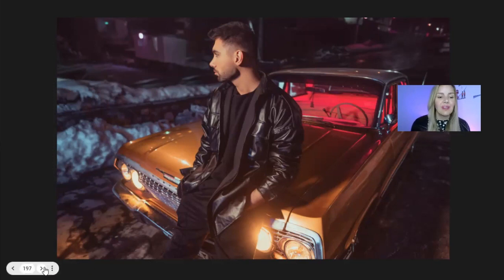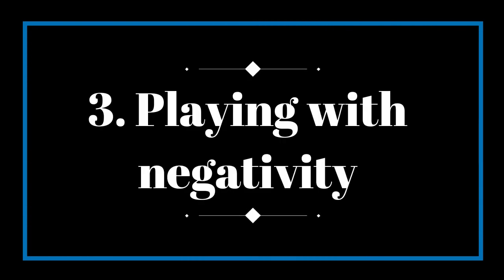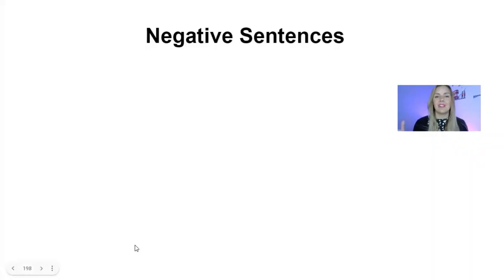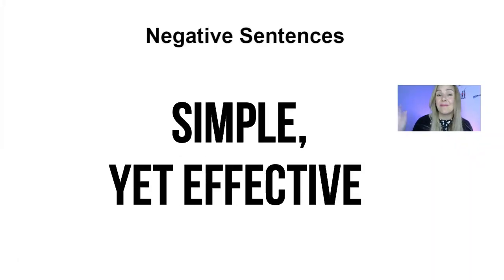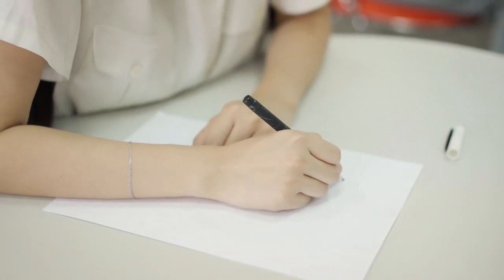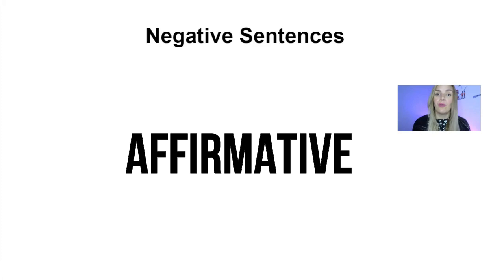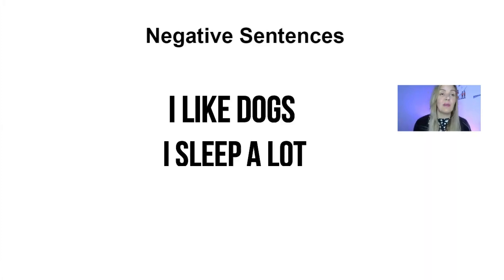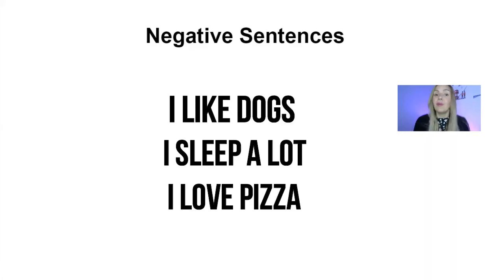Talking about the third activity, let's call it playing with negativity. This is one of these activities that are very basic yet very effective. So I really like it. You are going to give your students some time to write sentences about themselves, and the sentences need to be affirmative. For example, I like dogs, I sleep a lot, or I love pizza.